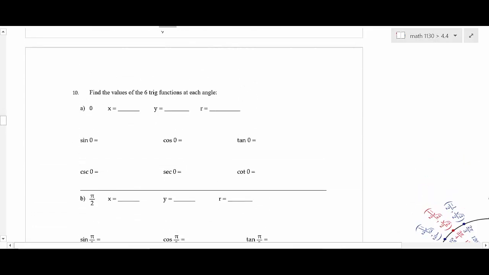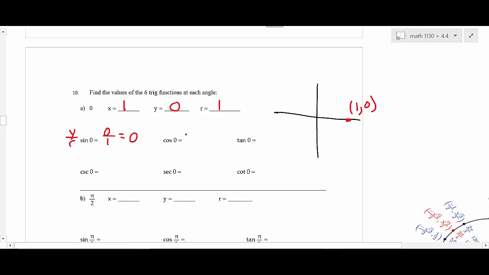Okay, so if you're at 0 degrees, that means that you're on the x-axis, so you have the point 1, 0 on the circle. So you would have x is 1, y is 0, r would be 1. Okay, everything from here is all the same stuff. So you can do the sine is y over r, or you can just do y. So that would end up being 0 over 1, so that's 0. So that means the sine of 0 is 0.